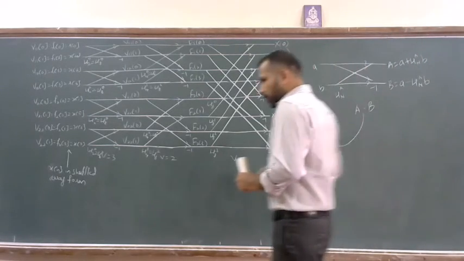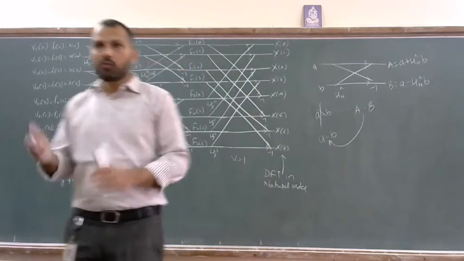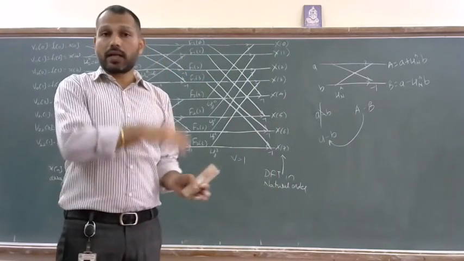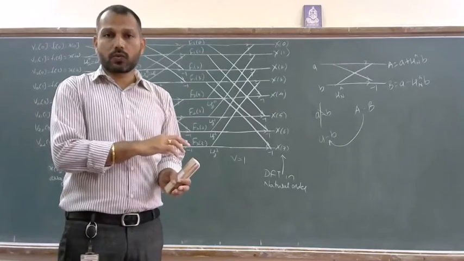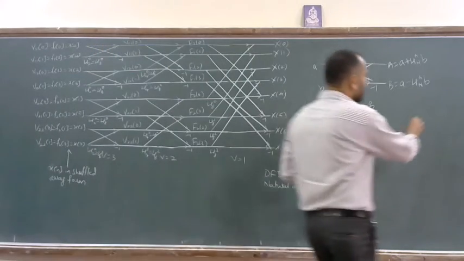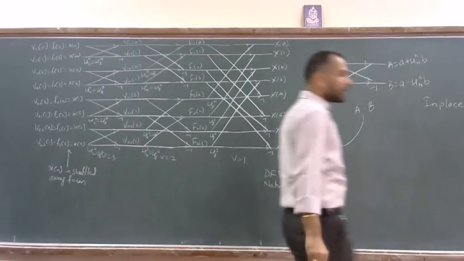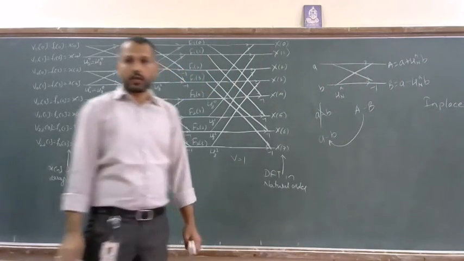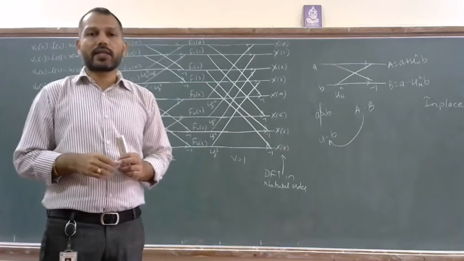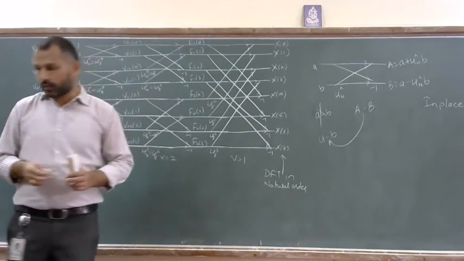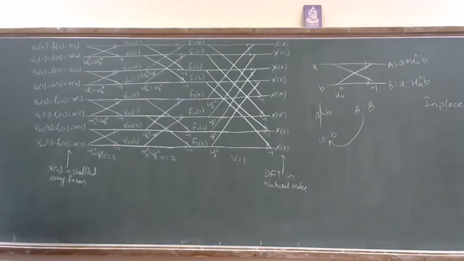So this method, after calculating the new value, replacing it in the earlier memory location where the input was stored, is called in-place computation. And fast Fourier transform uses in-place computation. Okay. And how many memory locations are required?